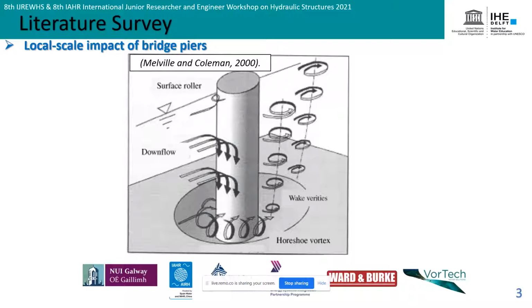First, when we install a bridge pier in the river, when the flow hits the upstream side of the bridge pier, a stagnation point occurs and downflow tends to impinge on the bed, creating a scour hole. This scour hole triggers formation of a horseshoe vortex, which entrains sediment further downstream, while on the downstream side of the bridge piers, flow separation occurs and wake vortices form, which also entrain sediment further downstream.